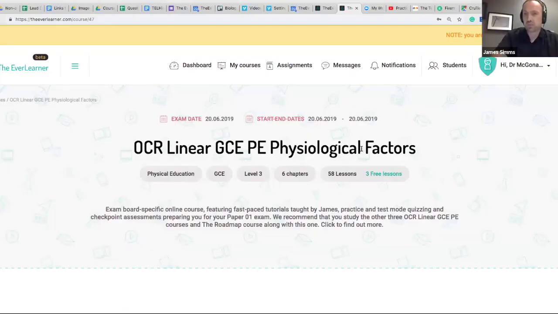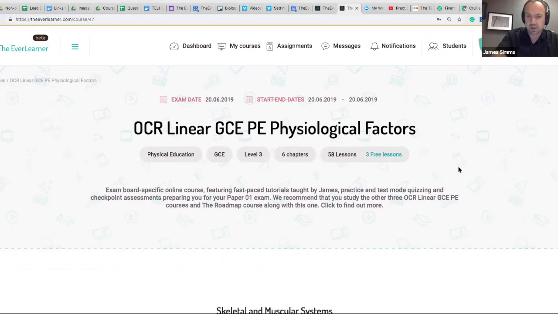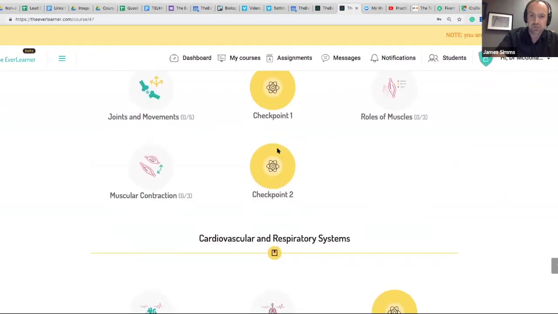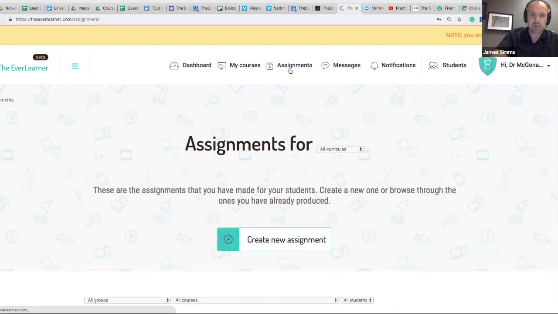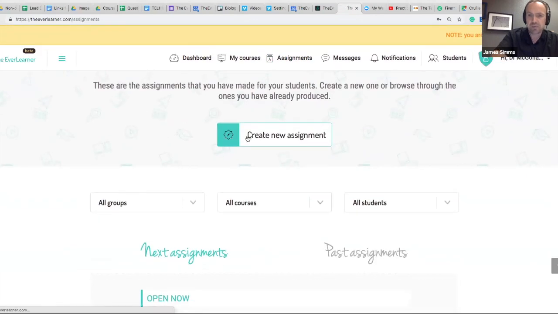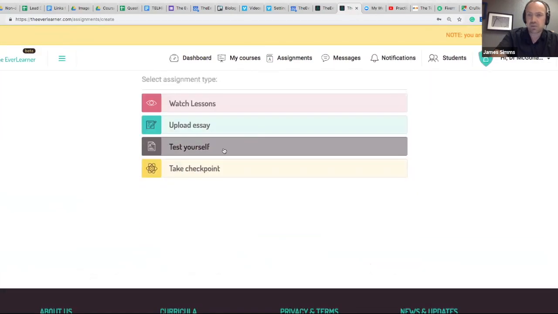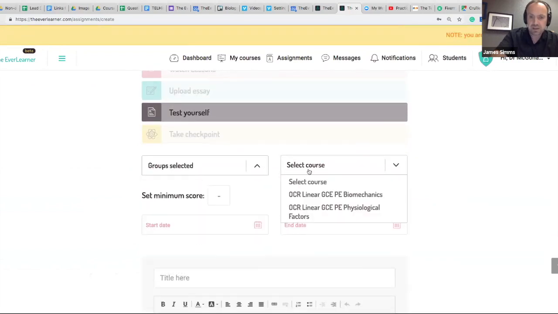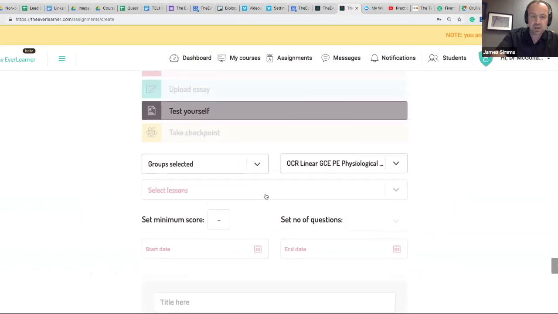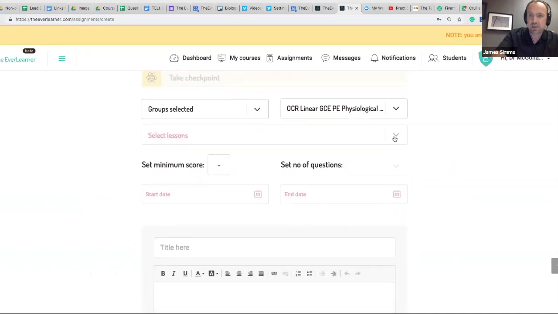Now, I want to quickly show just one very simple way I could do interleaved practice. So I'm on the Everlearner here. I'm on an A-level course on physiology. I want my students to do some interleaved practice. I go to an assignment. I'm going to create an assignment for my students. I want them to do some questions. I'll select my group. Yeah, I'm going to do that one. I'll select my course. I'm going to do physiology. And now I'm going to select what it is I'm going to interleave.